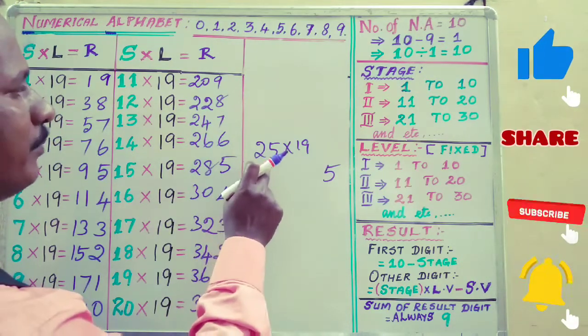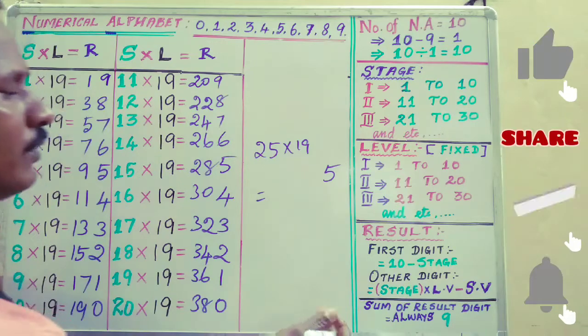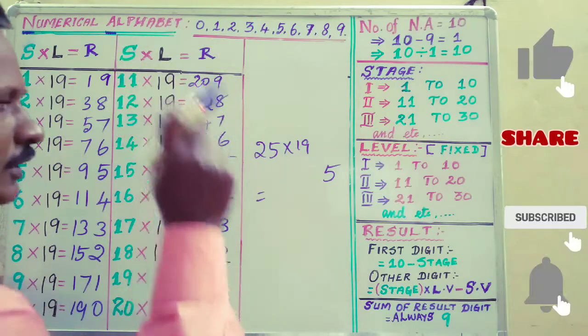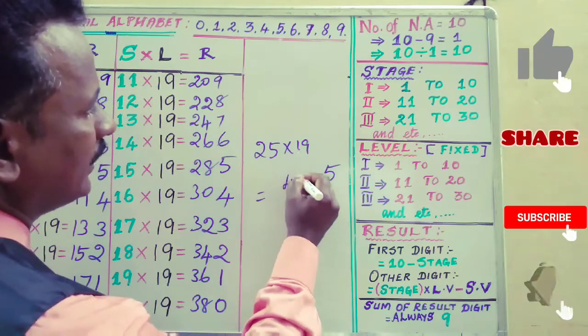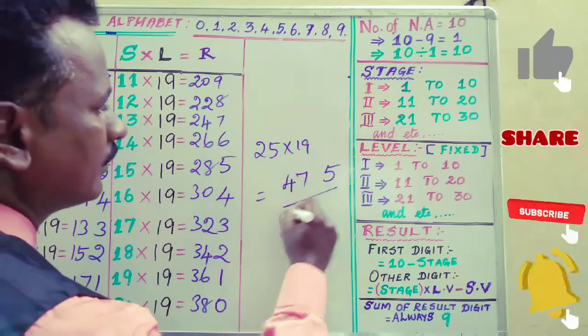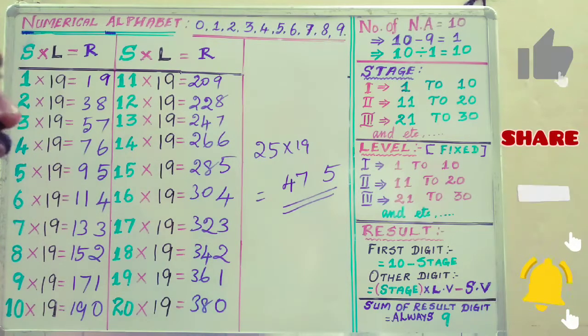At the same time 25 is the third stage value. So we will subtract 3 from 50. 50 minus 3 is equal to 47. We have to continue the same procedure for any other number also.